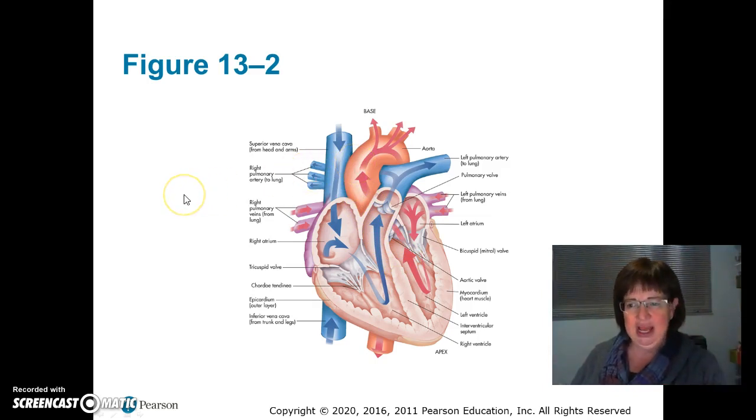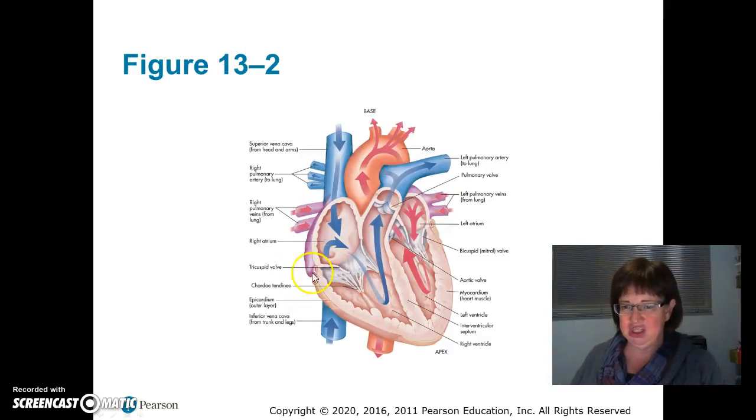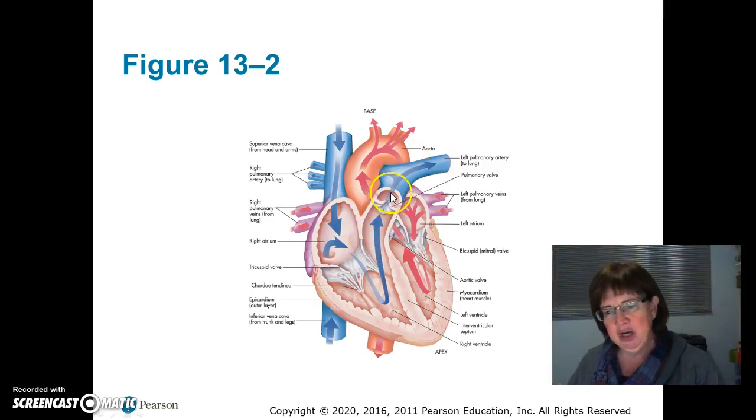Now, as a rule, anything bringing blood towards the heart is a vein. Anything taking it away is an artery. This is the superior vena cava, which is Latin for the top big vein. This comes from the head and the arms. Then you have the inferior vena cava coming from the bottom. That collects the blood, and then the pulmonary artery comes out as a pulmonary trunk, and it divides into the left and right arteries. The blood then goes to the lungs.